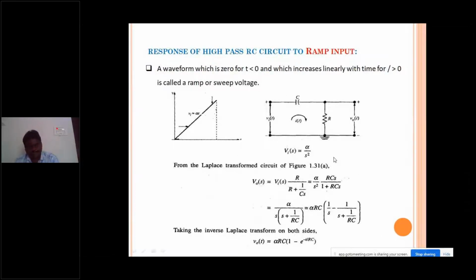So let us move our discussion to the ramp input. What will happen if I apply a ramp input to this? For this, I need to apply KVL, and after applying KVL, I need to find out the transfer function. If I calculate the transfer function, I will get the final output response. So V naught of t is equal to alpha RC into (1 minus e to the power of minus t by RC). In this expression, if you substitute different times, starting from 0 and going on, then you will get the output shape. The output shape is like this.